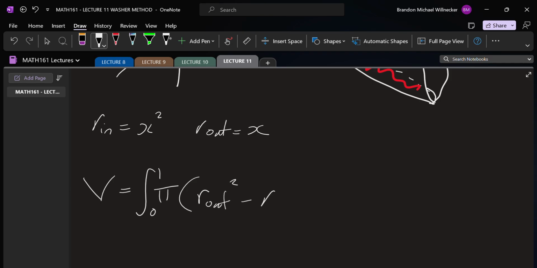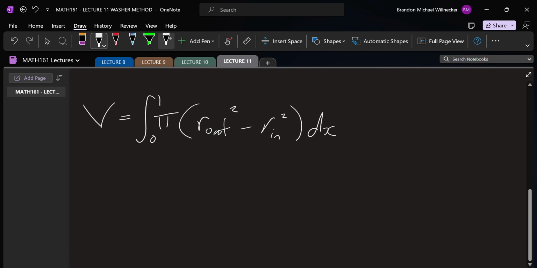R out squared minus R in squared dx. So the stuff inside the integral, that's like the area of the washer. You times it by dx, you get the volume of the washer. Adding all of that up, you get the total volume. So here the volume is going to be pi, integral from 0 to 1.